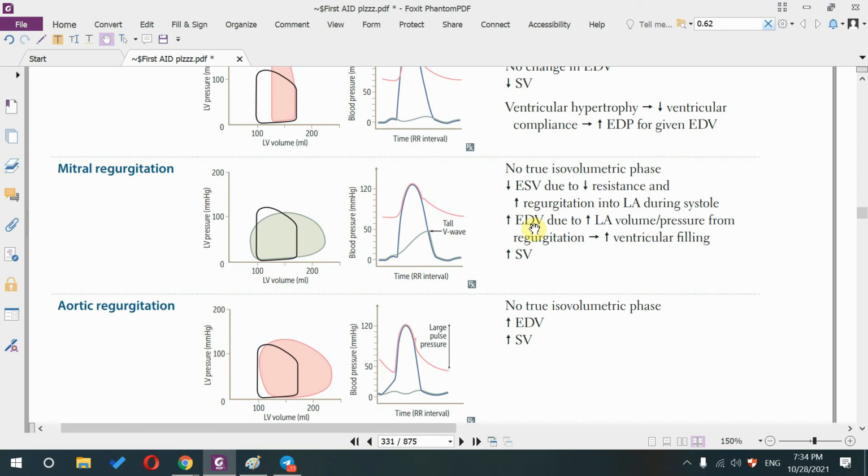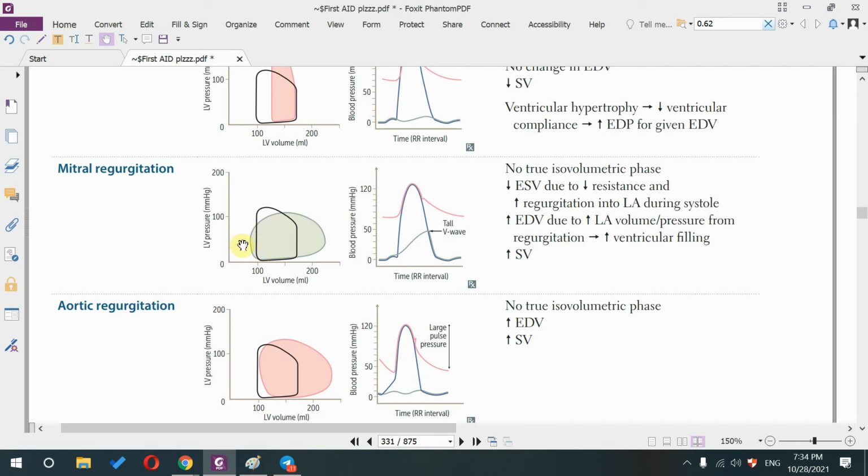For example, here they write no true isovolumetric phase. Why? We just said there is always a valve that is leaking and moving blood in or out. That will always lead to different left ventricular volume and left ventricular pressure. So there will also be a decrease in the end systolic volume. That decrease in the end systolic volume is due to the decrease in the resistance. So the end systolic volume is here.